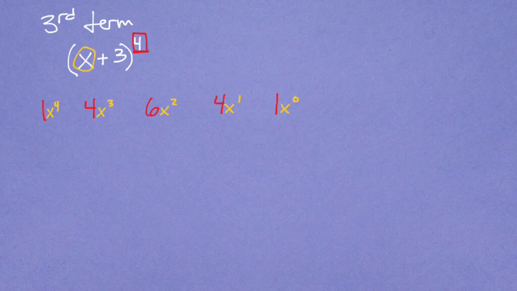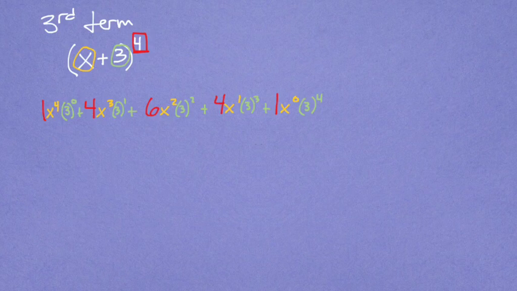With the second term in the binomial, we actually go the opposite direction. So the first term we did 4, 3, 2, 1, 0. With the second term, we're going to do 0, 1, 2, 3, 4. So 3 to the 0th, 3 to the first, 3 to the second, 3 to the third, and 3 to the fourth. Okay? And then we just put plus signs in between all these. And then we just simplify each part.